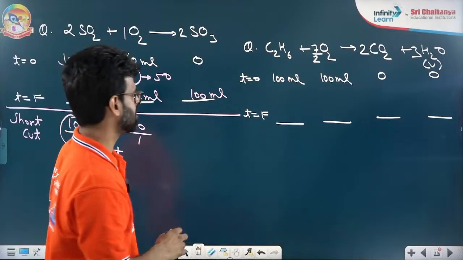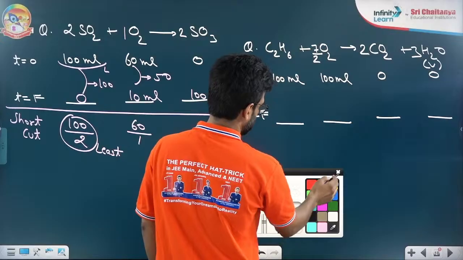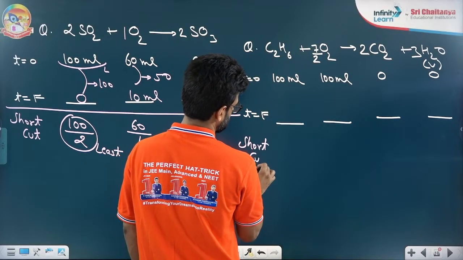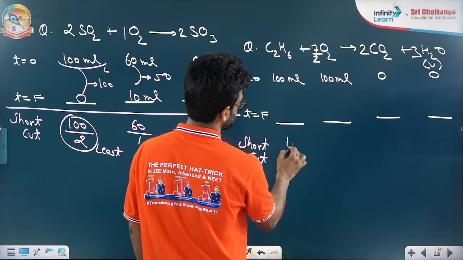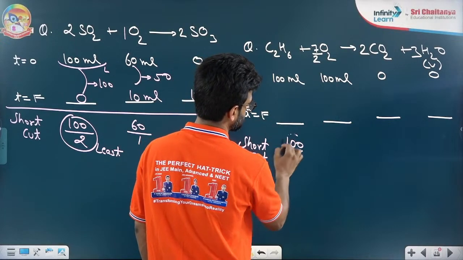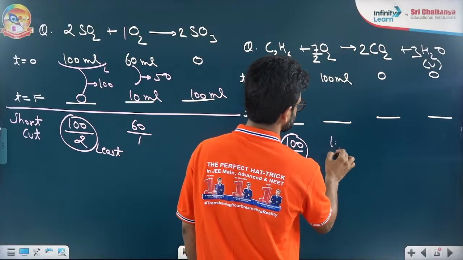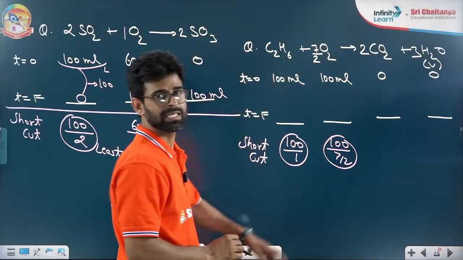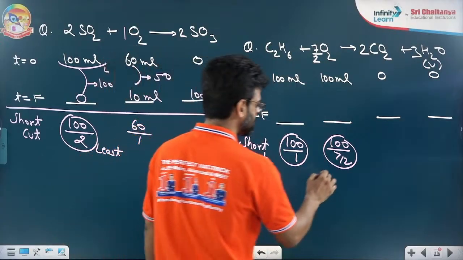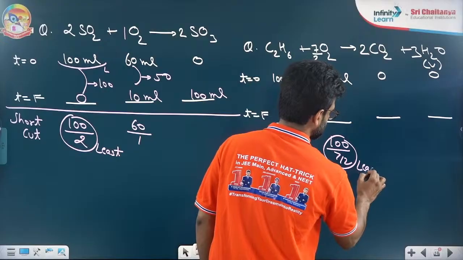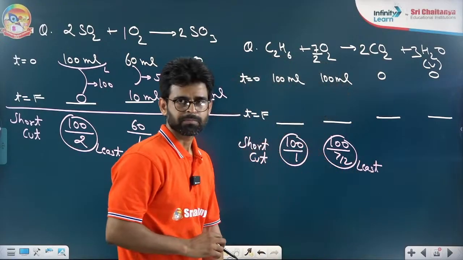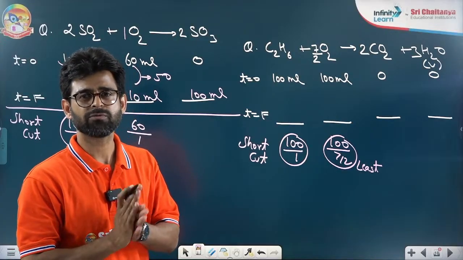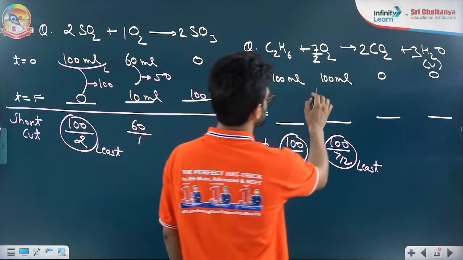So now we will check which one is the limiting reactant again by a simple method. Which one is the limiting reactant? How? 100 ml divided by quotient how much? 1. And here coming 100 divided by 7 by 2. Definitely 7 by 2 means 3.5. It is giving you a small number. It is least. This one is least. So now definitely O2 will decide the amount of product formed, right? It is our limiting reactant.